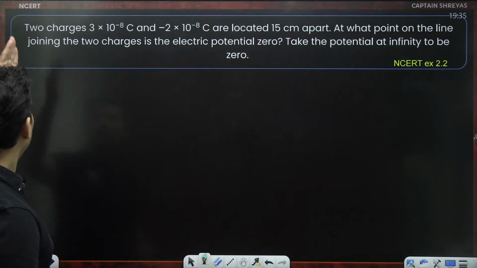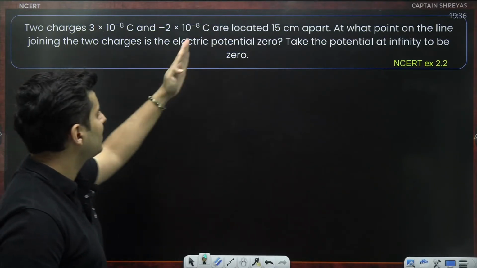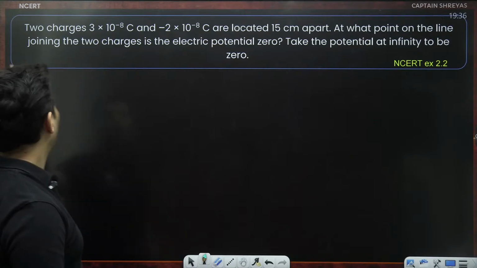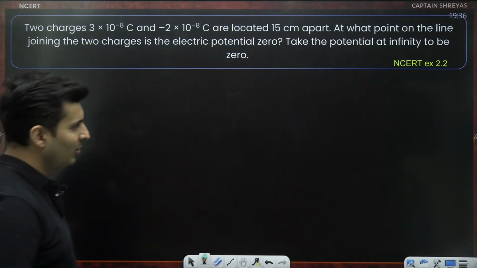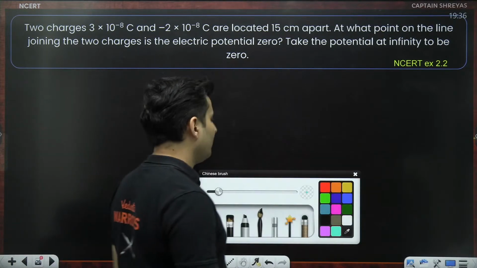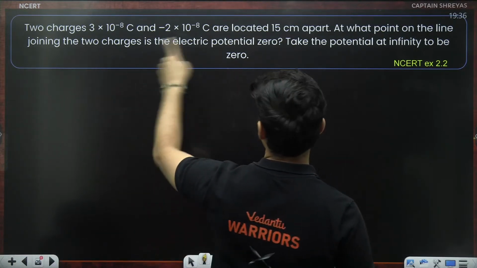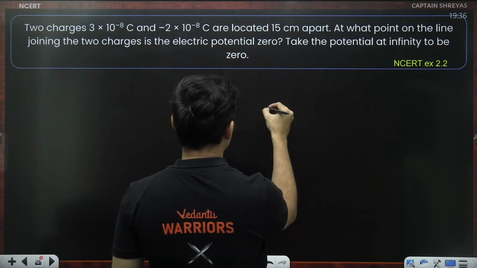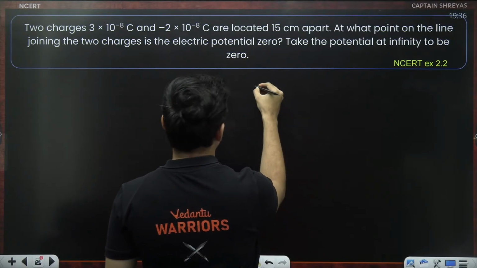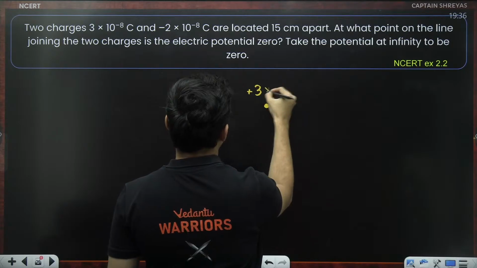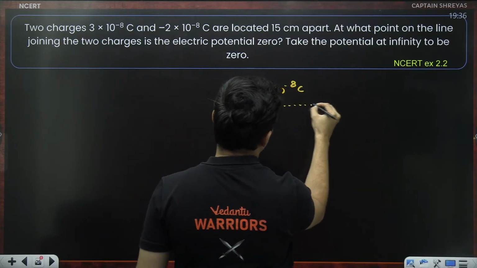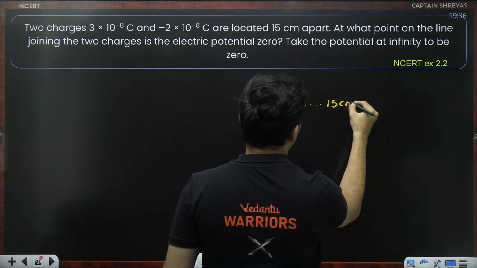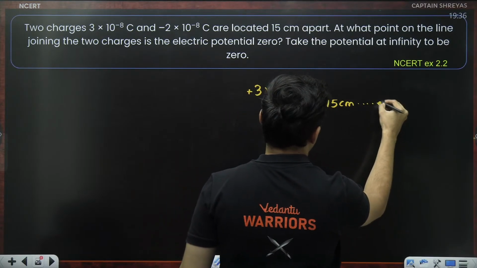Okay, moving on. Two charges, this and this, 15 centimeters apart. At what point on the line is the potential 0? Take the potential at infinity to be 0, which is pretty much standard. So let me show where the charges are. Two charges are separated by 15 centimeters. One charge is positive 3 into 10 to the power minus 8 coulomb, and let's go 15 centimeters from it, and I'll reach here.